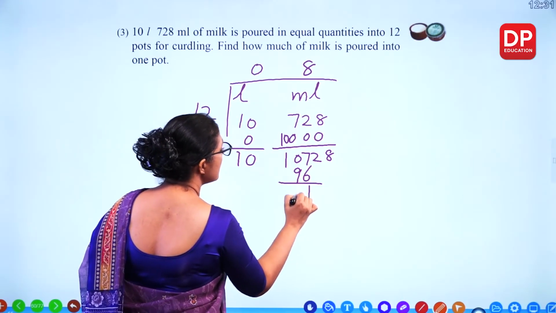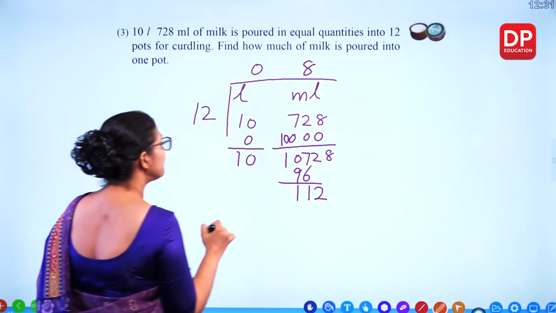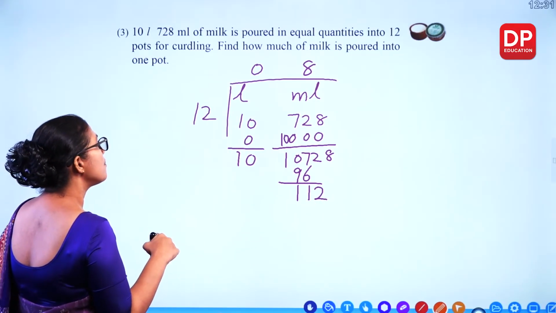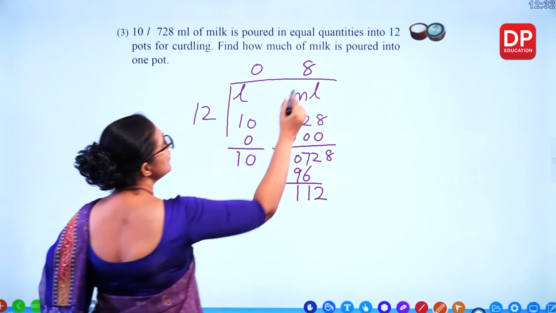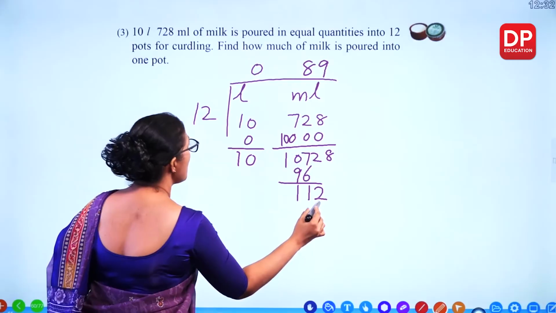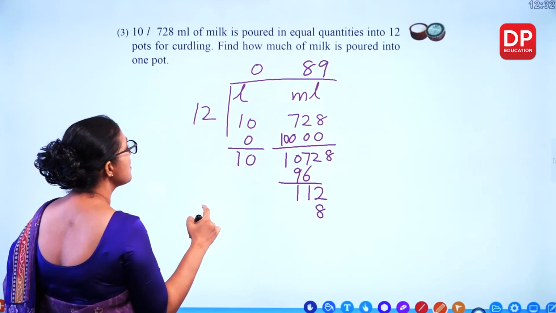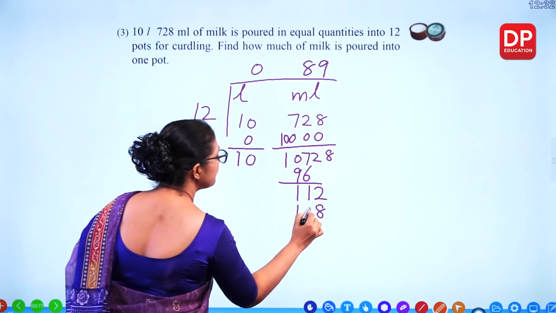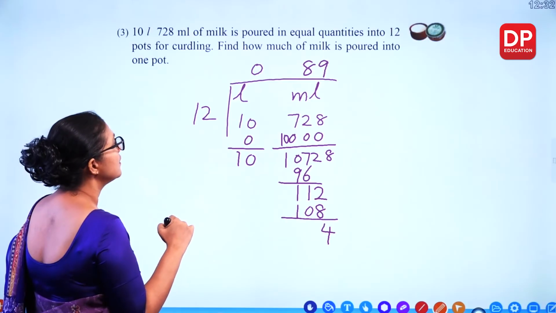So what's the remaining part? 11. For 112, you can take 9. 9 times 2, 18. 1 remaining. 9 times 1, 9. Plus 1, 10. So you get 4 here.